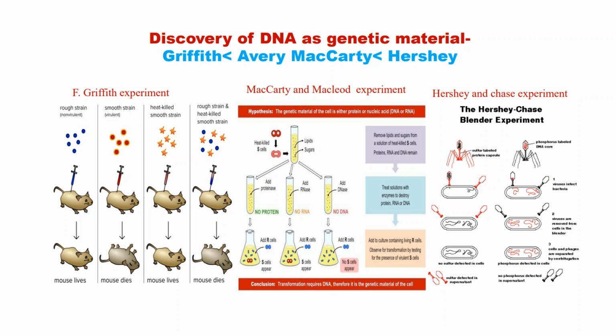He observed that when he injected mice with live virulent bacteria, they died, but mice injected with live non-virulent bacteria survived. Here you can see the rough strain. When he injected it into the mouse, the mouse lives because it is non-virulent. But the smooth strain is virulent, and when Griffith injected this into the mouse, it dies.